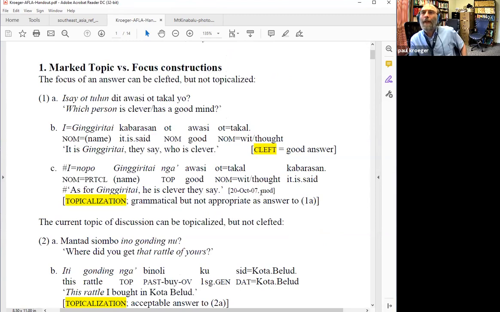And of course, Elena Paul has a good article about these constructions, which she points out really are pseudoclefts, but for simplicity, I'm just going to call them clefts, if that's okay.